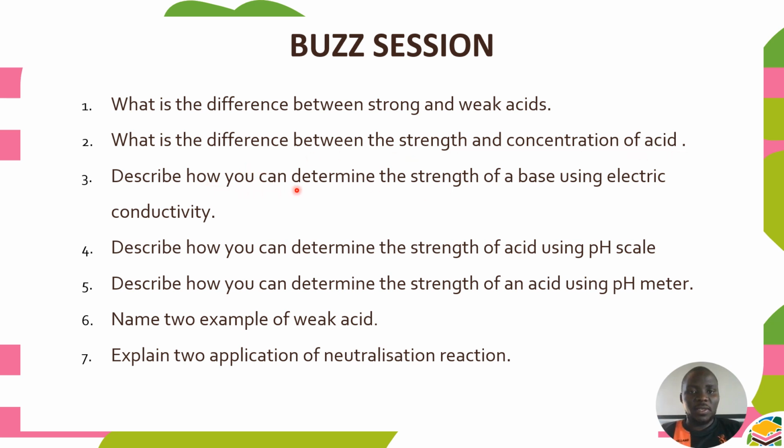Describe how you can determine the strength of a base using electric conductivity. Describe how you can determine the strength of an acid using a pH scale. Describe how you can determine the strength of an acid using a pH meter. Name 2 examples of weak acids. Explain 2 applications of neutralization reaction.